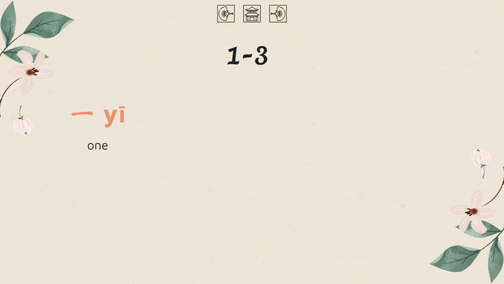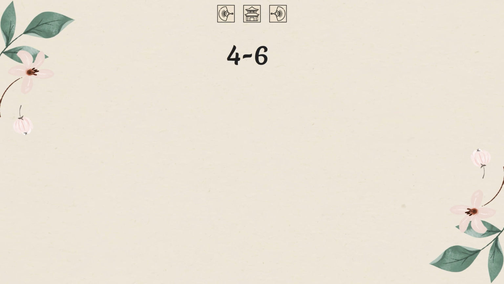And then 2 is R. It's similar to the English R, the letter R, but it's a little different. R. 三. So 1 through 3 is 1, 2, 3. Notice how the characters for these three numbers are also super easy.